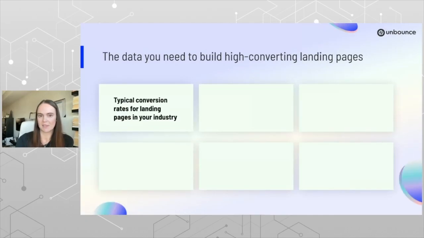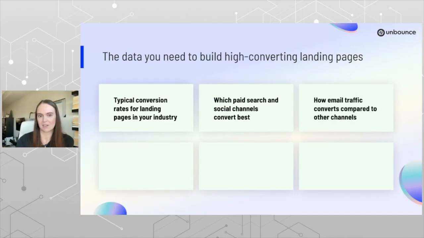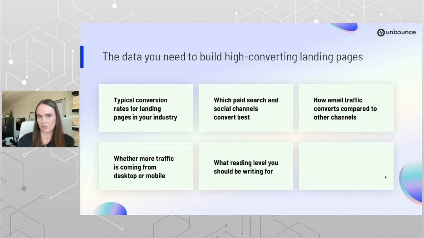So now I want to give you a sense of what you're going to find in this report. The report shares typical conversion rates for landing pages in your industry, but it also includes more specific benchmarks like which paid search and social channels convert best, how email traffic converts compared to other channels, whether more traffic is coming from desktop or mobile and how that traffic converts, what reading level you should be writing for, and how long your landing page copy should be.